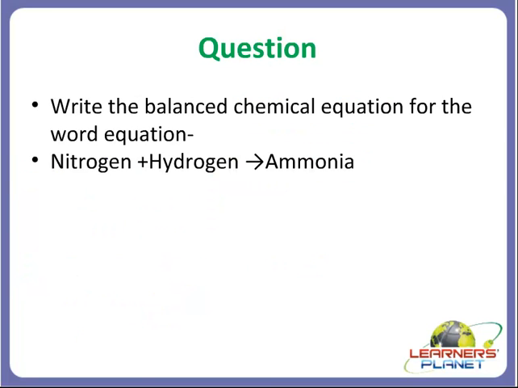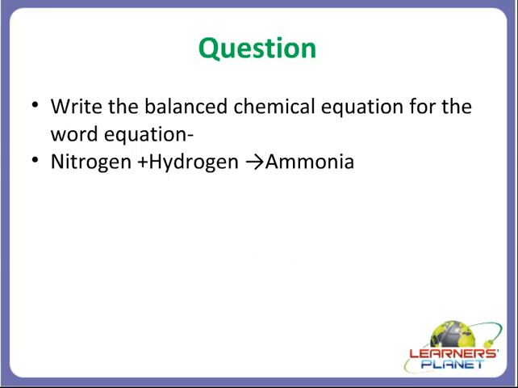Write the balanced chemical equation for the word equation. Right, students? So what is the word equation here? Nitrogen with hydrogen is forming ammonia. First of all, just tell me what type of reaction it is. Is it a combination, decomposition, displacement or double displacement? It is a combination reaction. Why? Because nitrogen and hydrogen are combining to form ammonia.